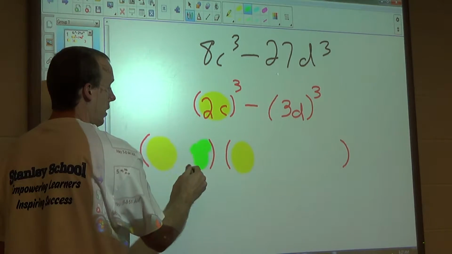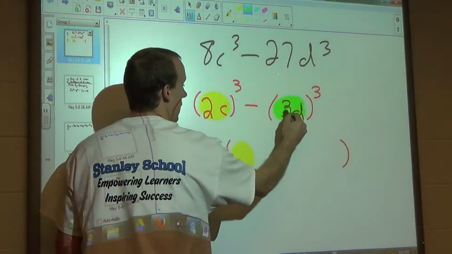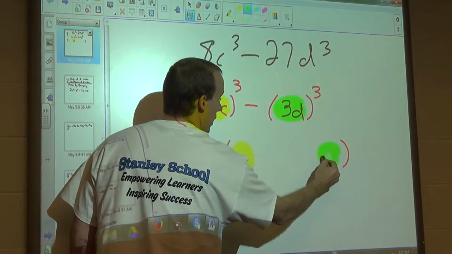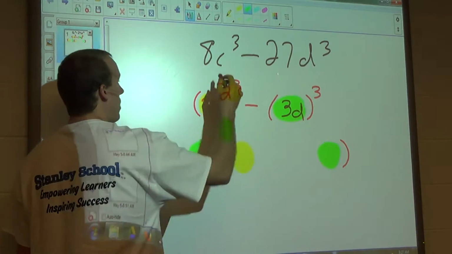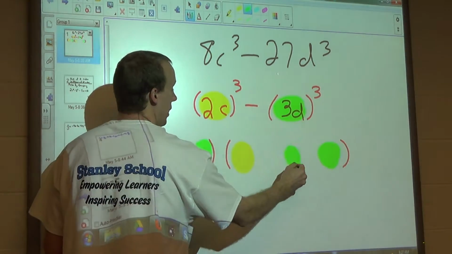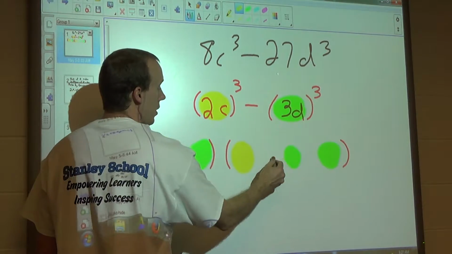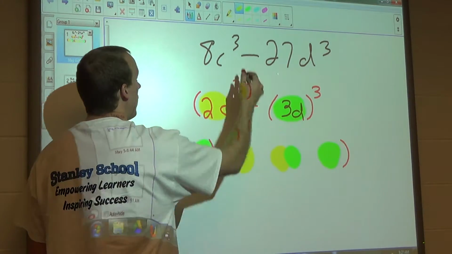My B will be this part here, which is this guy, and then this part here. And then how do I get my middle part? Multiply. A combination of both, so A and B together.